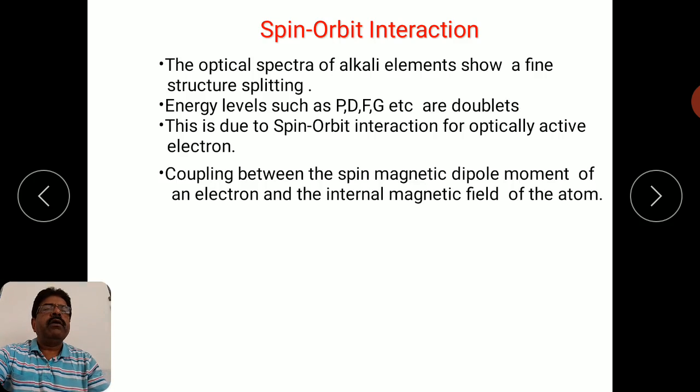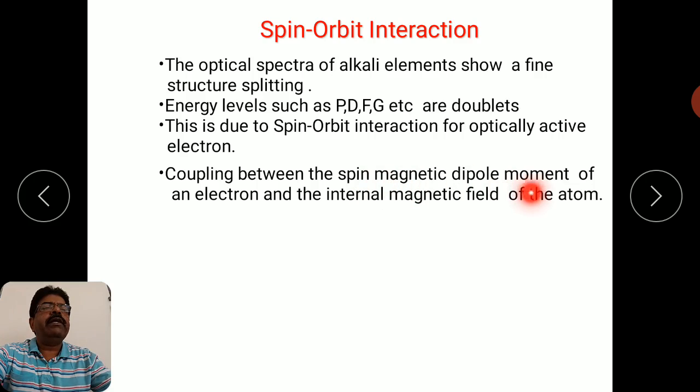So the kind of interaction one can explain as the coupling between the spin magnetic dipole moment of an electron and the internal magnetic field of the atom. You can use the words coupling or interaction interchangeably. So, coupling or interaction between the spin magnetic dipole moment. You know that because of the spin motion, in the vector atom model we have seen this particular explicit property of the electron in an atom, that they have a spin. Because of the electron spin, there will be a spin magnetic dipole moment associated with this electron, and because of the orbital motion of the electron, there is an internal magnetic field of an atom.